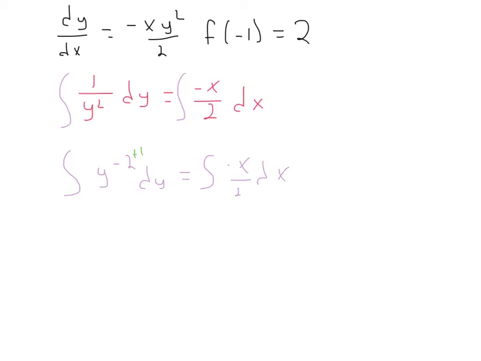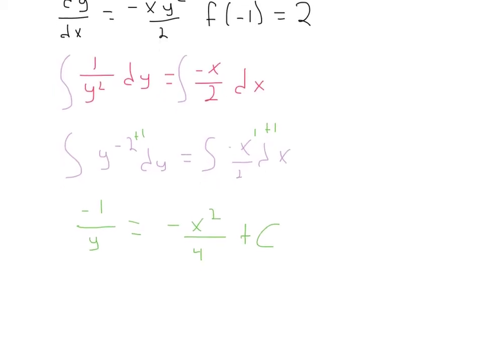So on the left side, we're going to get negative 1 over y, because if we add 1 to negative 2, we get negative 1, and then divide by the new exponent, which is negative 1. So negative 1 over y on the left side is equal to, well, let's add 1 to 1, negative x squared over 2 times 2, so x squared over 4, plus our constant of integration. And I know that we have a constant on the left side and on the right side, but we rewrite that as a single constant.